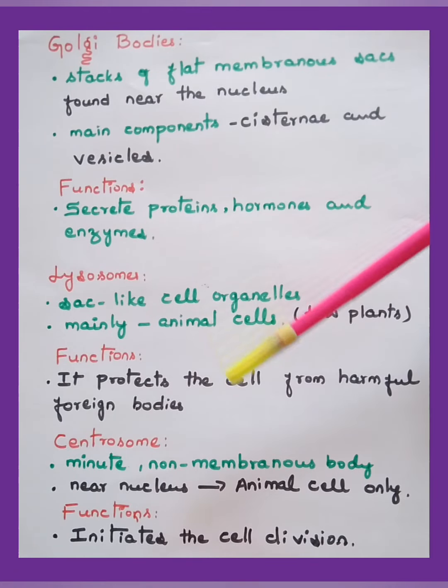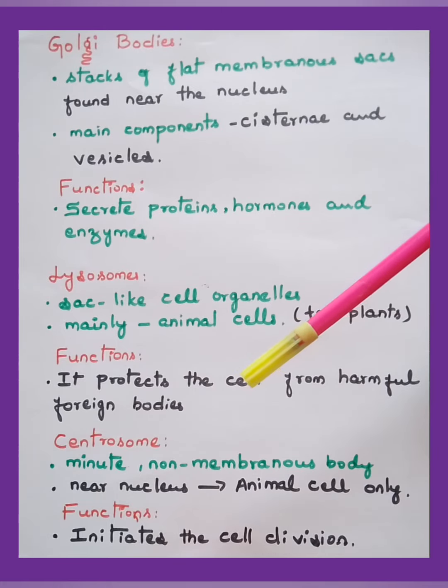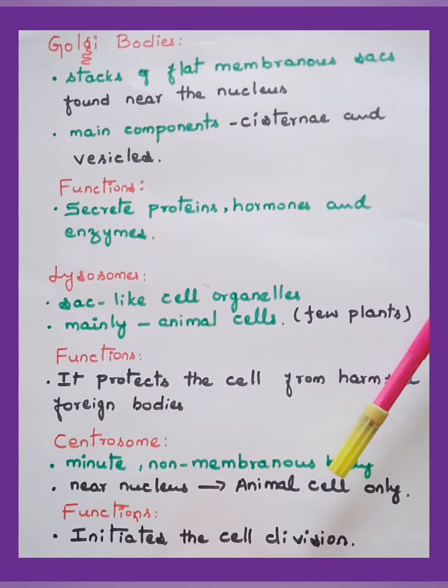Next, centrosome. Centrosomes are very tiny, minute, non-membranous bodies, meaning they do not have a covering membrane, and they are found near the nucleus of the animal cell only. They are not found in plant cells. These centrosomes are found only in animal cells. The main function of these centrosomes is that they initiate cell division. They are the starters of the cell division.